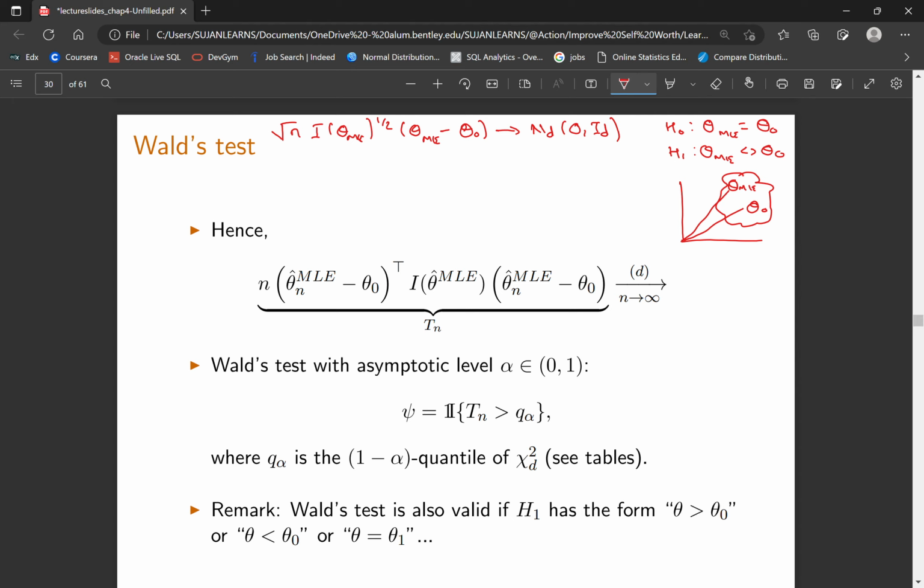And how do we do that? For this, we need the Euclidean distance, or L2 norm distance. That is the square distance between theta MLE and theta naught. And that's what the Wald test uses to see how close theta MLE and theta naught are.